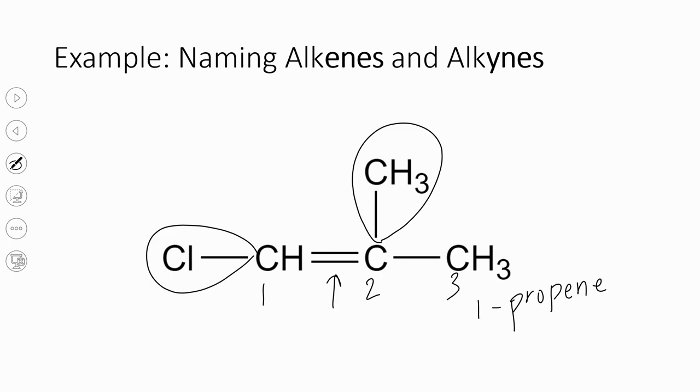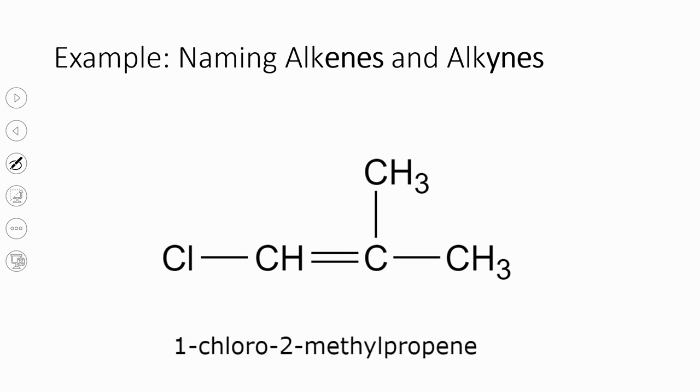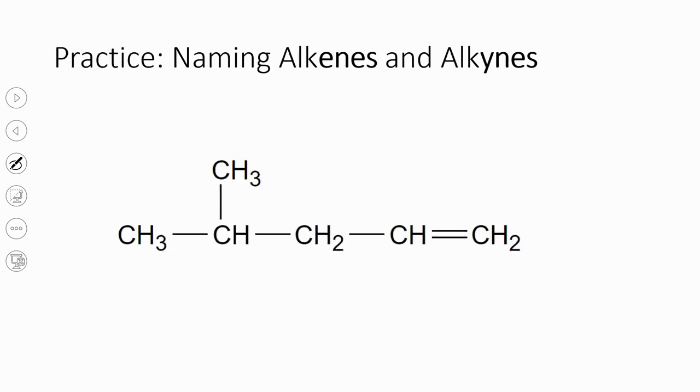And then how do we decide what to tell first? Do we say the chlorine or the methyl group? Good, why? Because, good, alphabetical. So 1-chloro-2-methyl-1-propene. Okay, questions on that? All right, here's one for you to try.